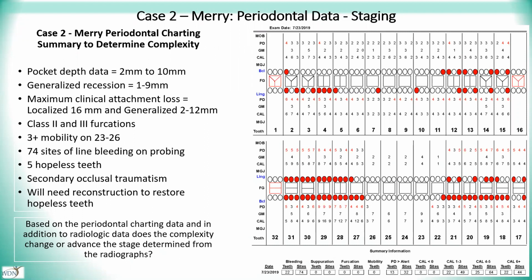And now let's look at our periodontal charting to look at complexity. And you can see on the periodontal charting, there's very active disease, and we have pocket depths 2 to 10 millimeters, lots of recession, lots of clinical attachment loss, complete 100% clinical attachment loss on some teeth, 16 millimeters, class 2 and 3 furcations, 74 sites of bleeding on probing, 5 hopeless teeth. This is a very severe disease chart. So based on the periodontal charting data, and in addition to the radiographic data, the complexity just gets worse, and it doesn't change the staging in any way.